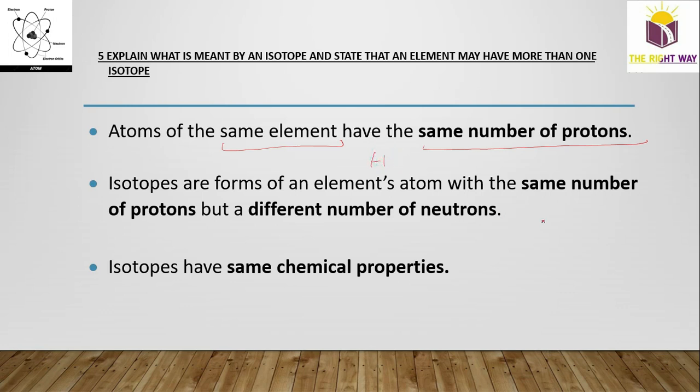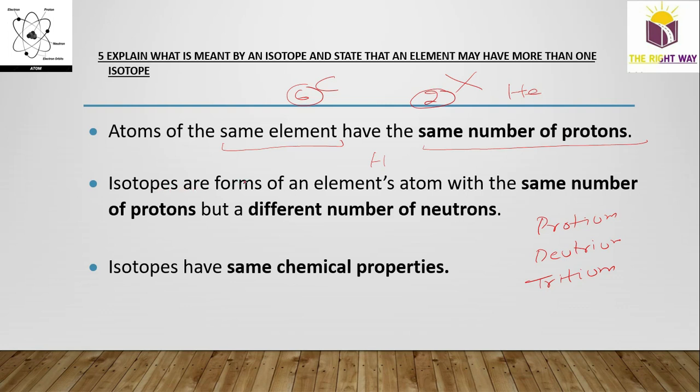hydrogen has three isotopes: protium, deuterium and tritium. Chlorine has two isotopes, carbon has isotopes. So atoms of the same element have the same number of protons. So an element is verified by the proton number. How can we say that? If it is written carbon 6, the 6 shows that it is carbon. If it is written 2 with the symbol X, 2 means it is representing helium. So any element is known by its atomic number. The atomic number represents what type of element it is.